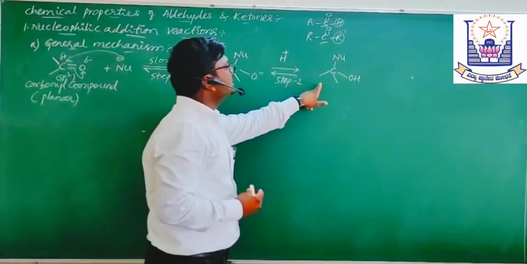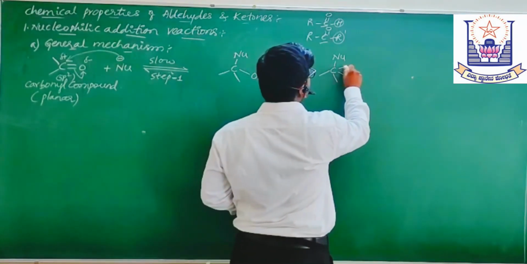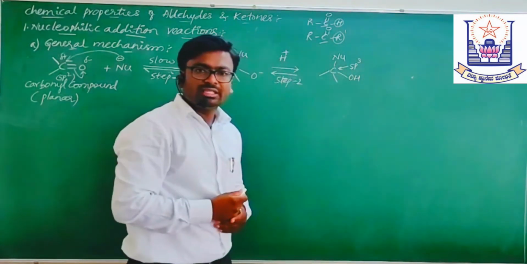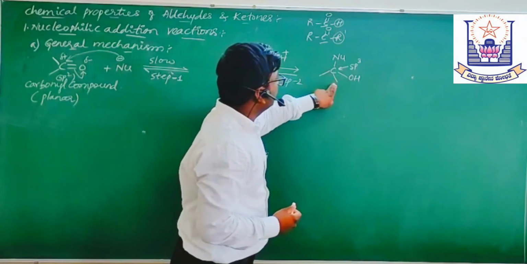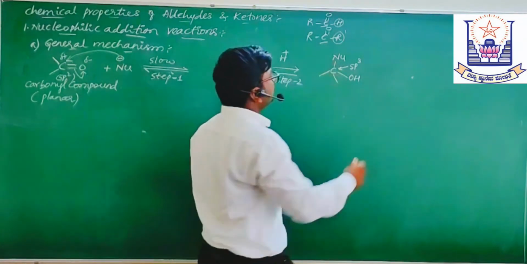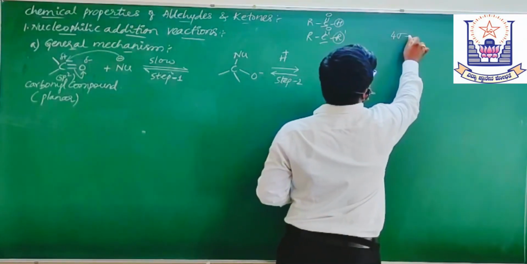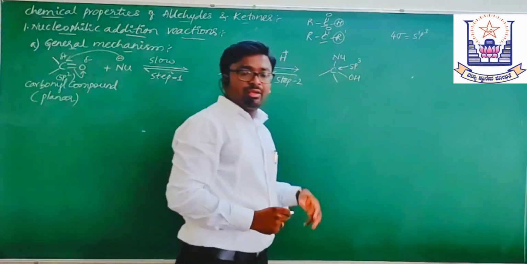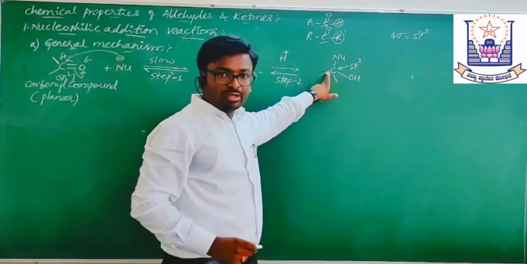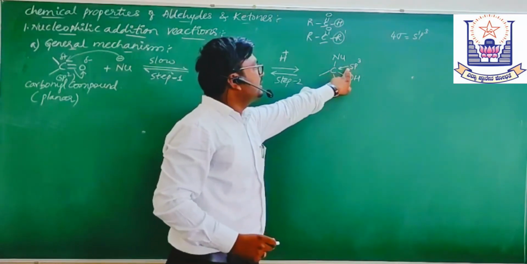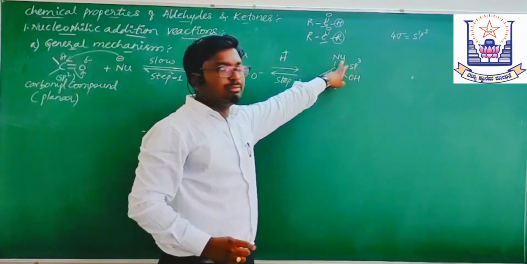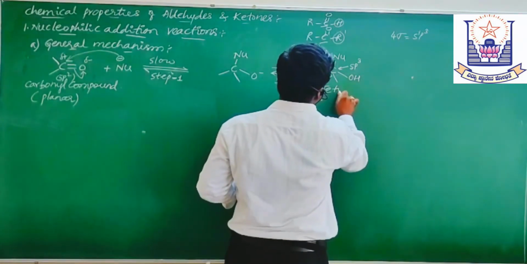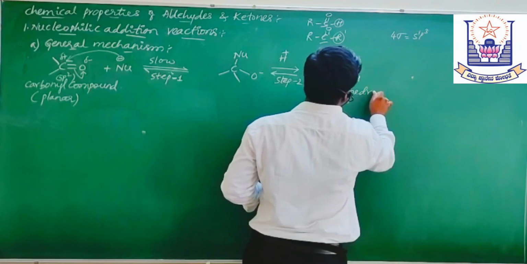So now, what is the hybridization of this carbon? This carbon is sp3 hybridized. How can you say that? When a carbon is surrounded by 4 sigma bonds, that is 4 sigma, it can be written as s1p3, where 1 plus 3 is equal to 4. Then the carbon will be in sp3 hybridization and the geometry will be tetrahedral.